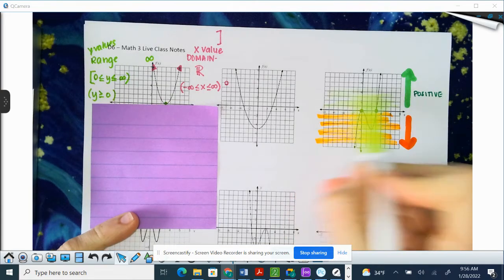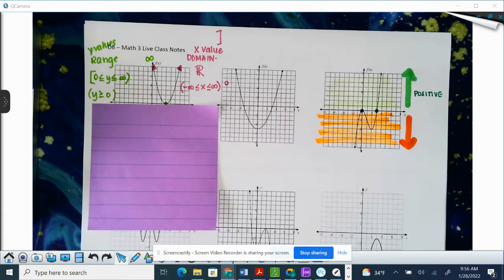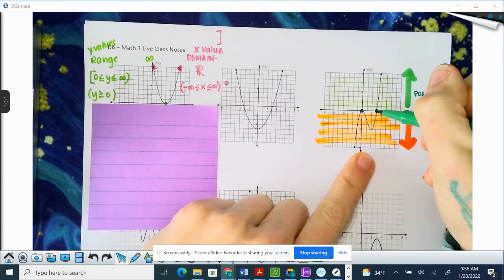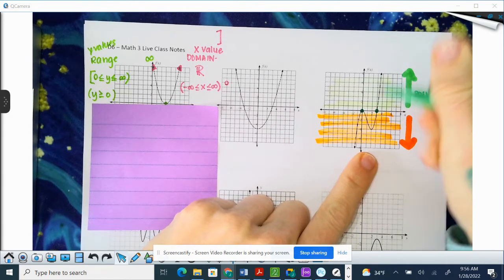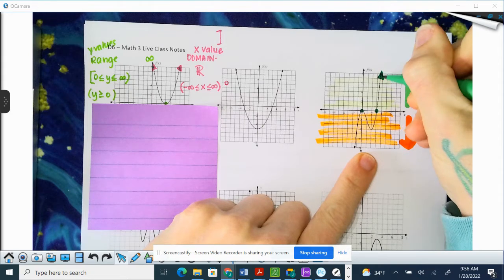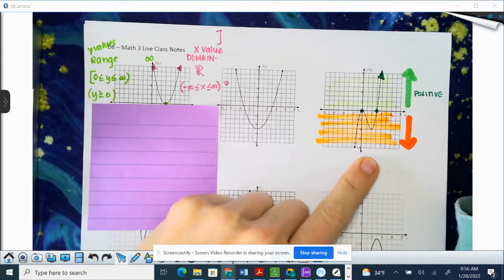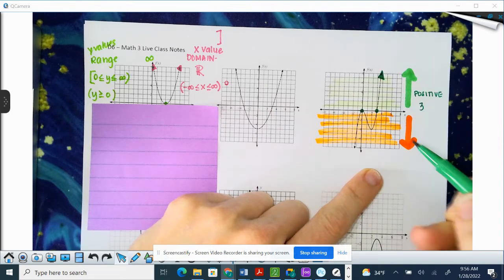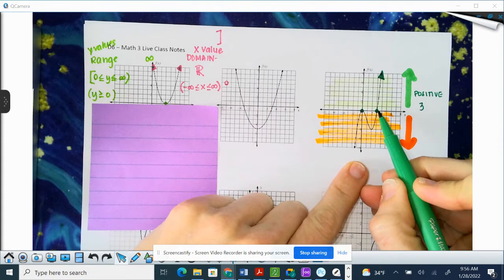Again, you're looking at when that graph lives in that area. So this graph is only positive right here at 3, 1, 2, 3, and then infinitely from that point on. So it would be positive, and you want to use a parenthesis because it's not necessarily positive at 0. It's just sitting on the line. It's crossing the line.